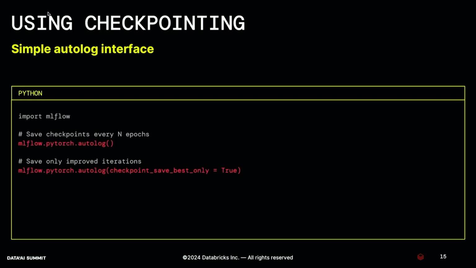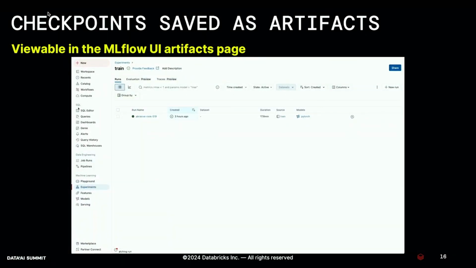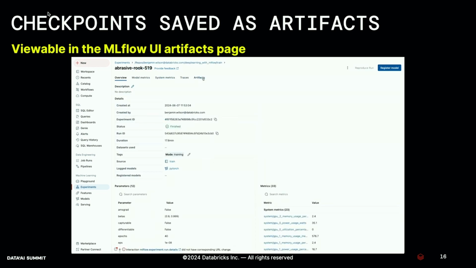And fortunately for you, MLflow makes checkpointing really simple. With a single line of additional code in your program for PyTorch, TensorFlow, or Keras, you can periodically capture checkpoints during your deep learning model training. You can also configure this to capture checkpoints every time there's a performance improvement. All of these checkpoints appear as artifacts in the MLflow UI, in MLflow tracking.